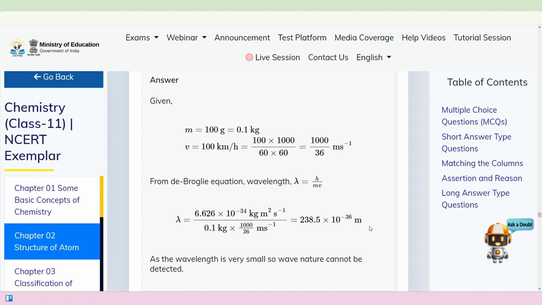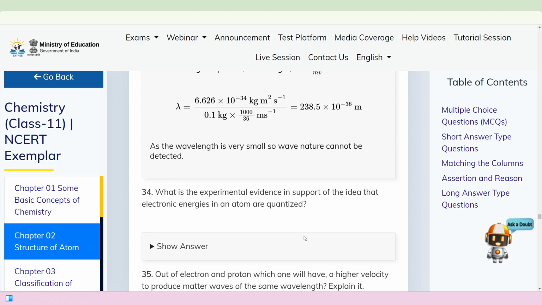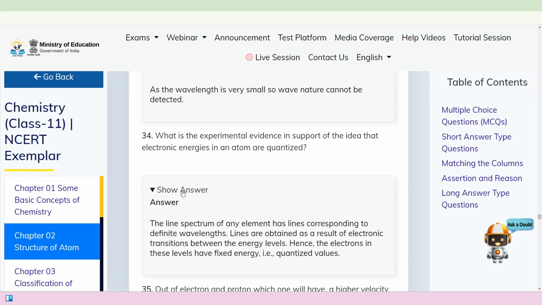Now this wavelength is very, very small, so the deviation from the mean path is very little. Lambda is the wavelength, and wavelength is simply what? It is the distance covered by a particle when it completes one cycle, right? So that is very, very small. So the wave nature is not obvious to the visible eye.